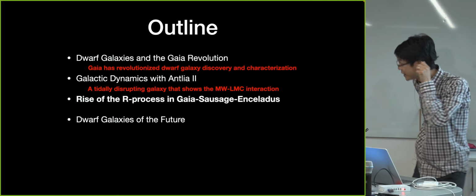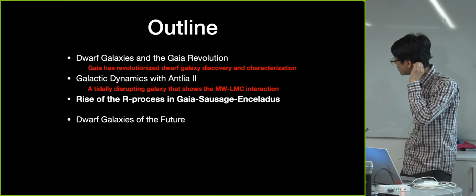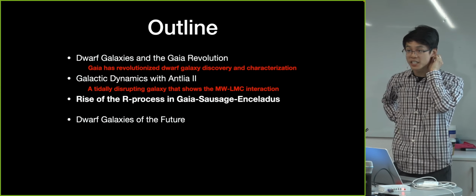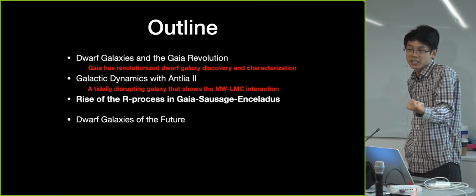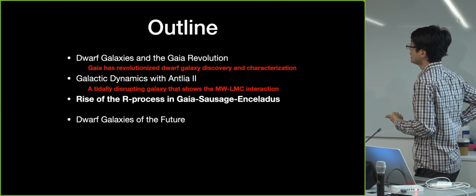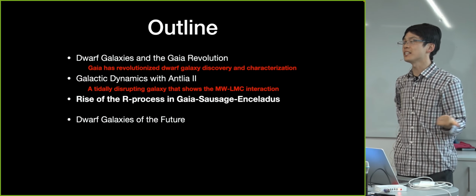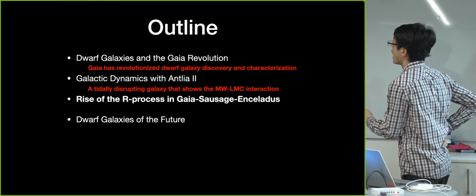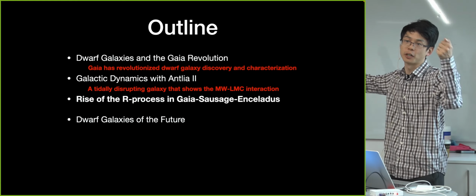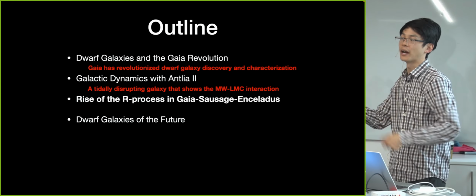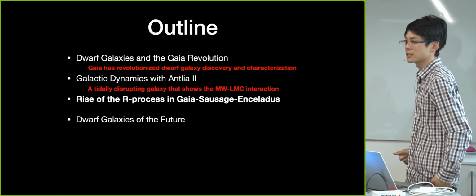So that's the first part of my talk, which is that there's this dwarf galaxy, Antlia 2. It was discovered in essentially a 5-dimensional search through Gaia. It's tidally disrupting, which means that it can be explained in standard galaxy formation theories. And also, its detailed kinematics shows that our Milky Way and Large Magellanic Cloud have been interacting over the course of the last 2 billion years.